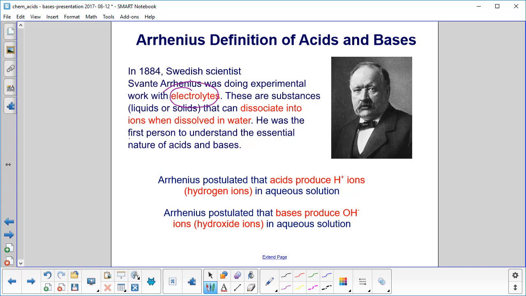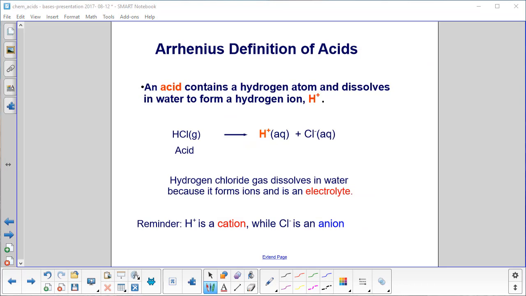He was the first person to understand the essential nature of acids and bases. He postulated that acids produce hydrogen ions, H+ ions, in aqueous solutions. So what is that? That's basically a proton, right? Arrhenius further postulated that bases produce OH- ions, hydroxide ions, in an aqueous solution. So here's his definition. An acid contains a hydrogen atom and dissolves in water to form a hydrogen ion, H+.